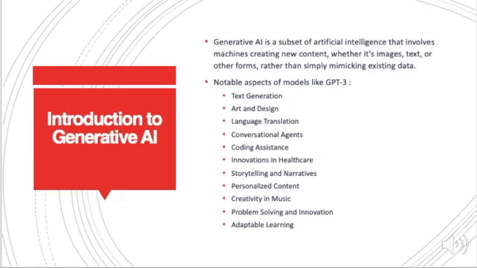Problem solving and innovations. Generative AI can assist in brainstorming and problem solving by providing diverse perspectives and generating novel ideas. This is valuable in fields such as product design and business strategy. Adaptable learning. This is a very important part. Generative models can continuously learn and adapt to new information, making them versatile in various tasks and allowing them to continuously interact.